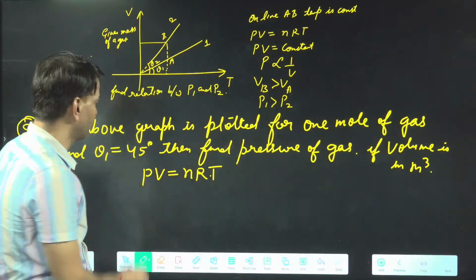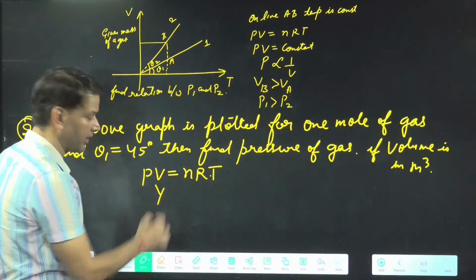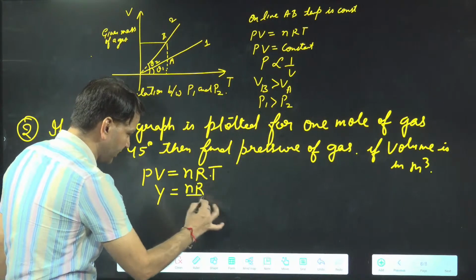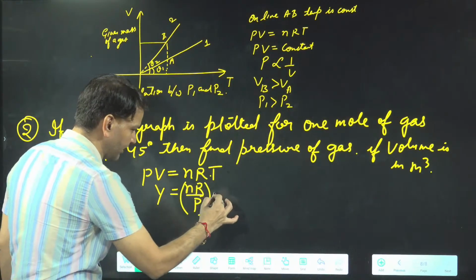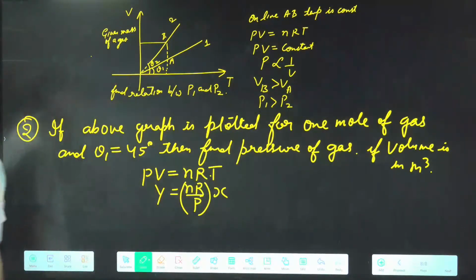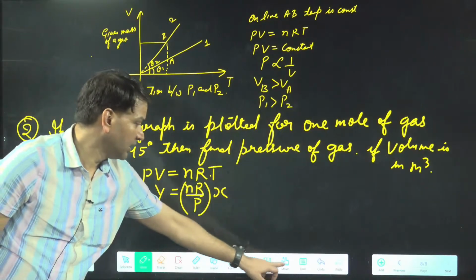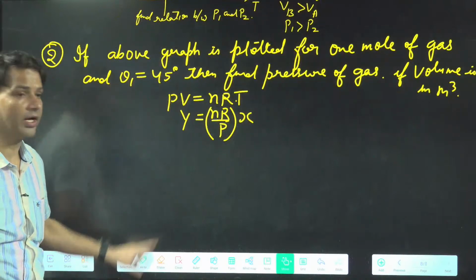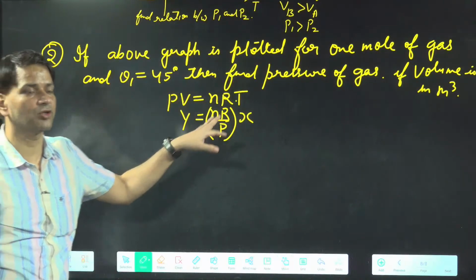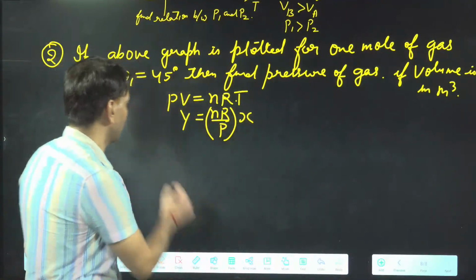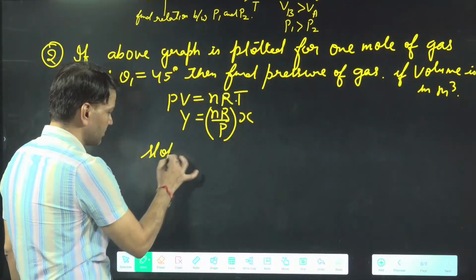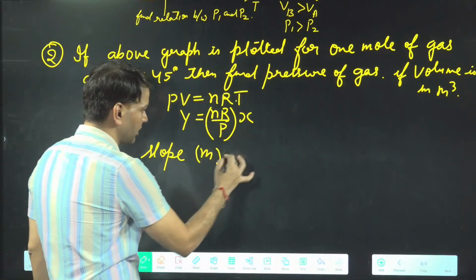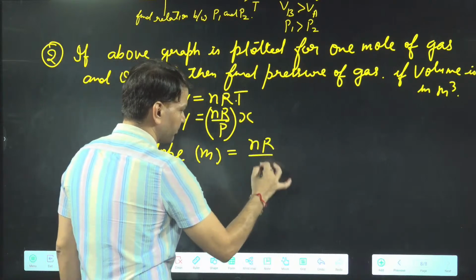V I am plotting on Y, so this V I can replace by Y. Y is equal to nR by P into T. T I am plotting on X, so I can write it as X. So Y is equal to mx, because we are getting a straight line. So in the place of m, what do I have? nR by P. Slope m is equal to nR by P.